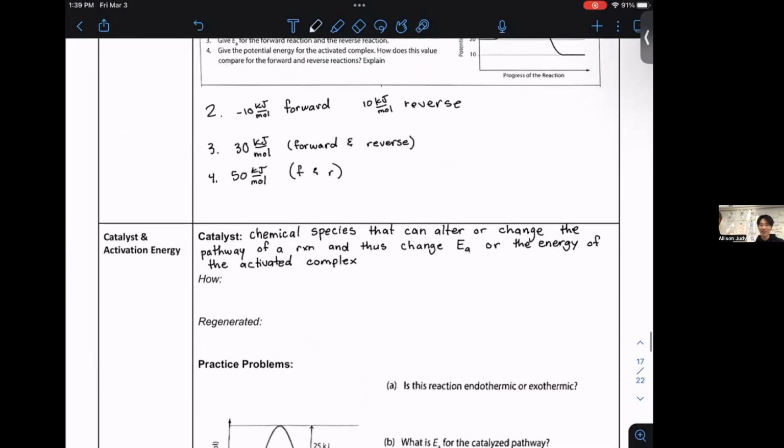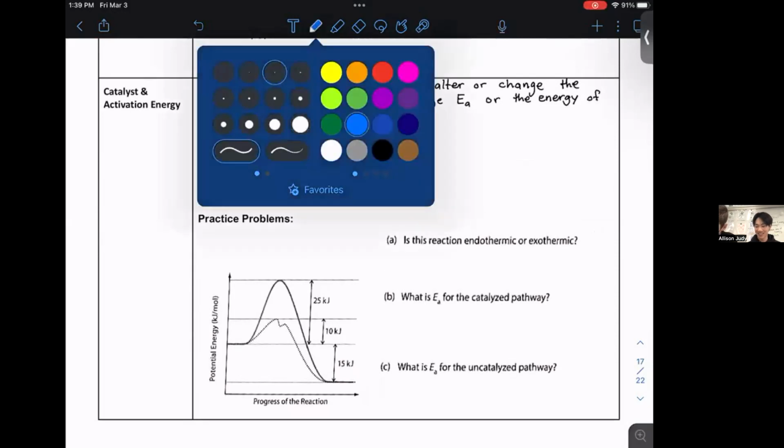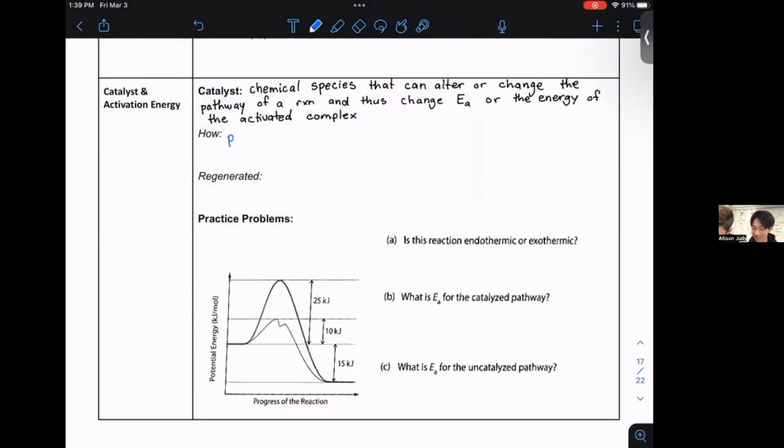And now our last small topic is about catalysts. If you've ever taken AP Bio or some other class, you've probably heard of what a catalyst does. It's a chemical species that changes the pathway of a reaction to decrease the activation energy by decreasing the energy of the activated complex. And how it does this is by providing an alternate route.